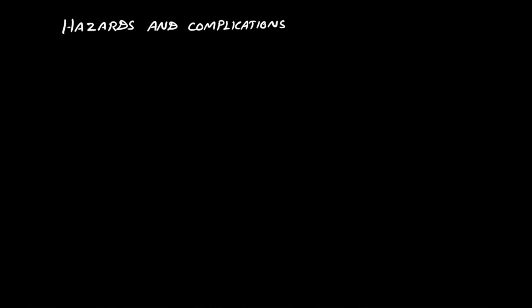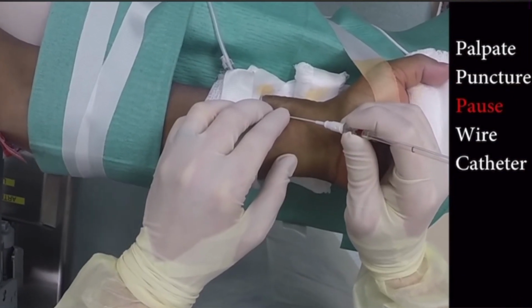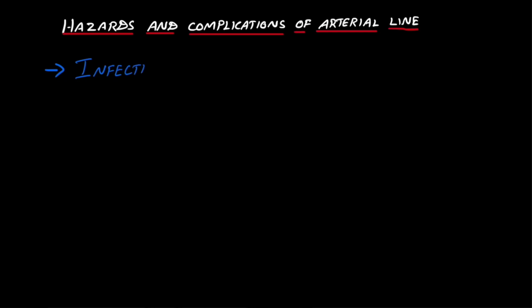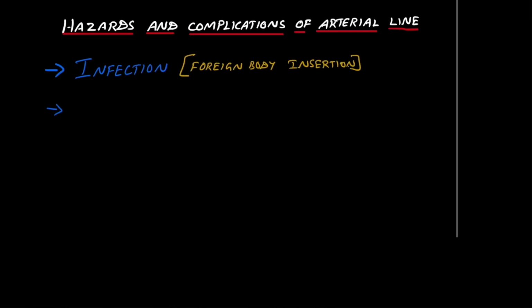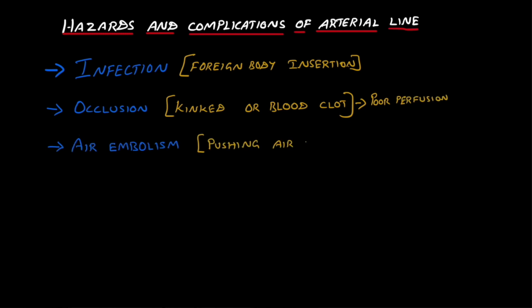What are the hazards and complications of having arterial line? First of all, any foreign bodies, including arterial lines inserted into the human body, can cause infection. Secondly, occlusion. When the arterial line is kinked or blood gets clotted, it can cause occlusion and it leads to poor perfusion to the extremities. Also, it can cause air emboli when air is pushed into the arterial line.